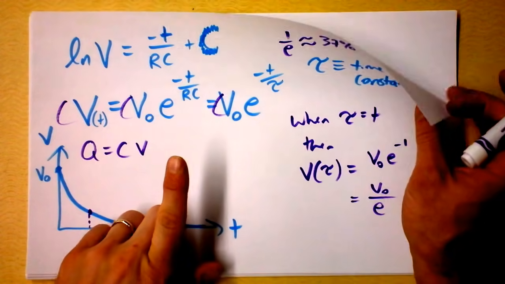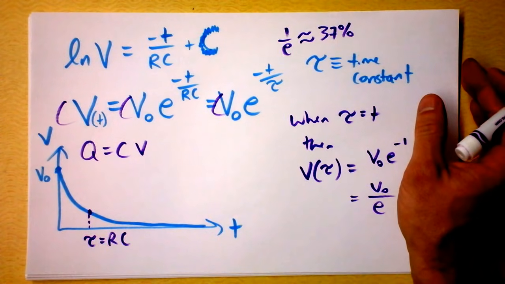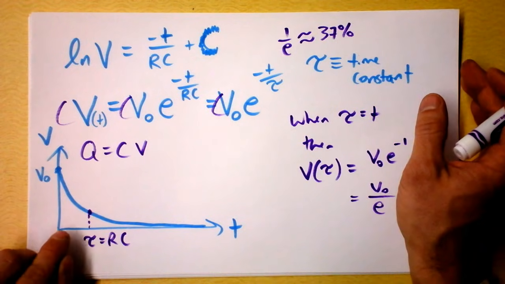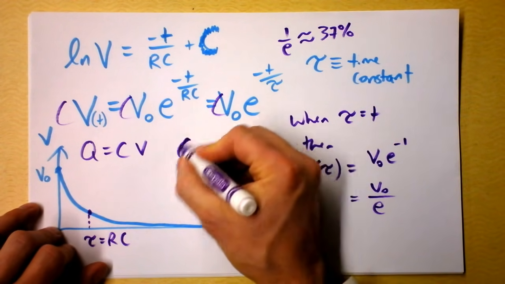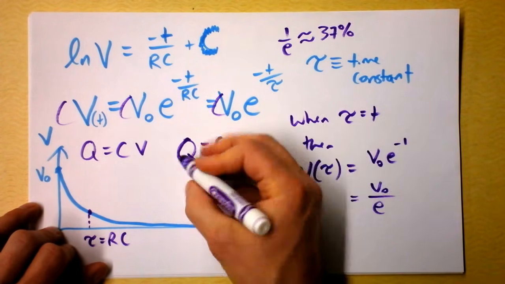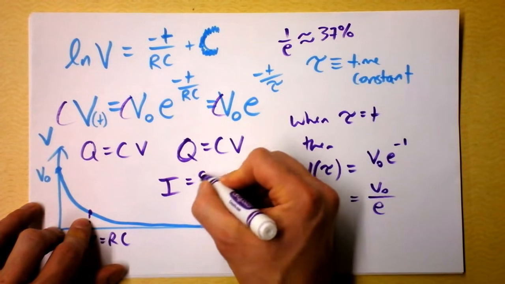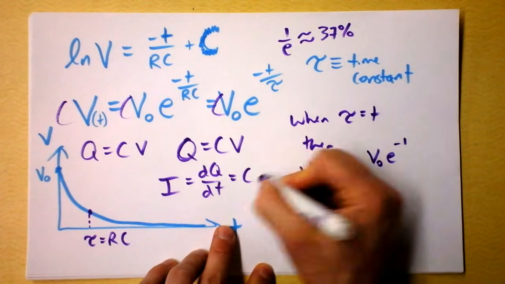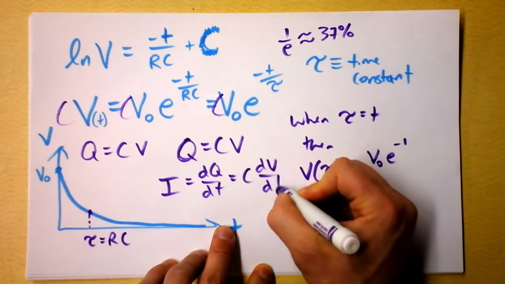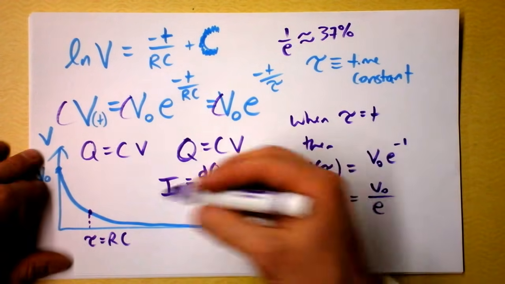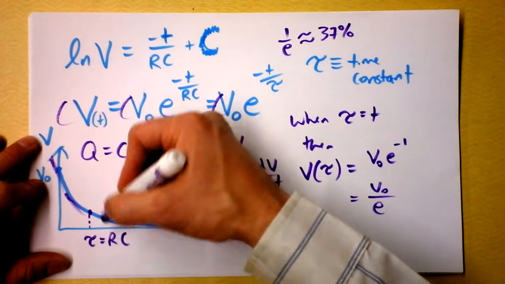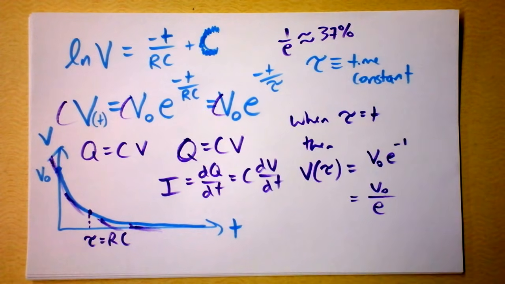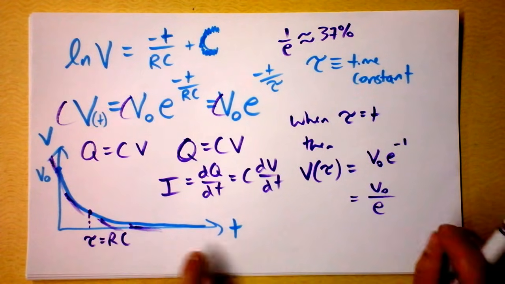The only thing that needs to be said further, wait a second, there's something else that we could also say. If Q is CV and I is dQ/dt, then really we're talking about C times dV/dt. So current in this sort of a situation is the slope of our voltage line. Oh, dang, that's beautiful. I love this stuff.